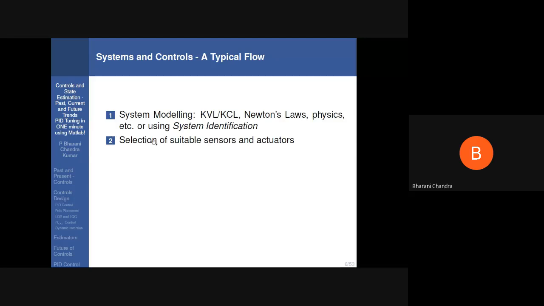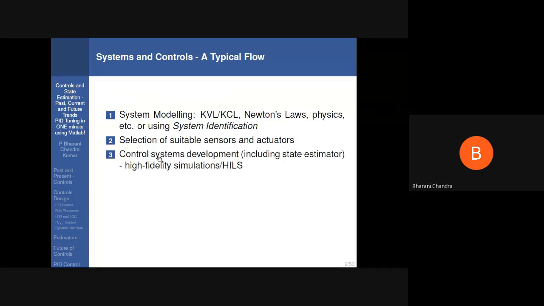And the next step is selection of suitable sensors and actuators. This step tells us we have to carefully select sensors which are reliable and actuators which are able to meet the bandwidth of the inputs and so on.